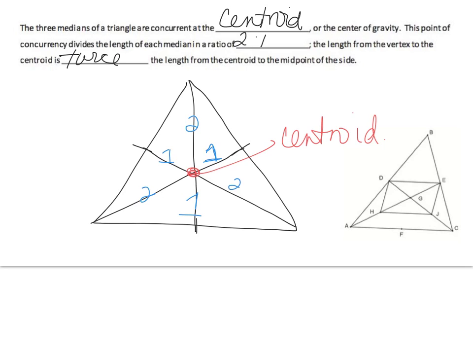This point of concurrency divides the length of each median into a ratio of 2 to 1. The length from the vertex to the centroid is twice the length from the centroid to the midpoint of the side.